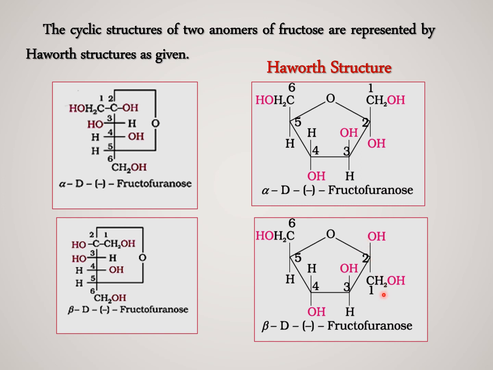Carbon number 3, 4, 5 and 6 have the same arrangement of the OH and H groups as compared to alpha-D-fructofuranose. So, as they differ only in the configuration around carbon number 2, which is the anomeric carbon, alpha-D-fructofuranose and beta-D-fructofuranose are called anomers.